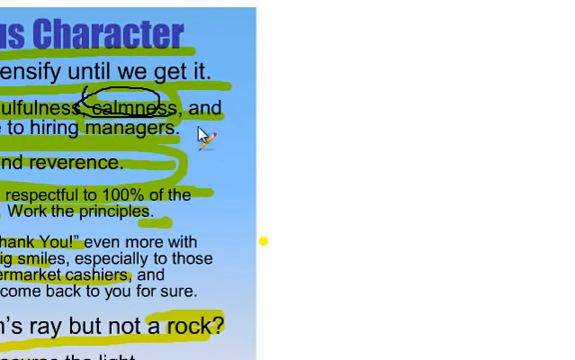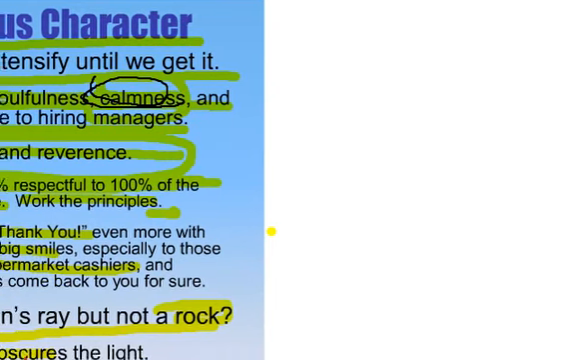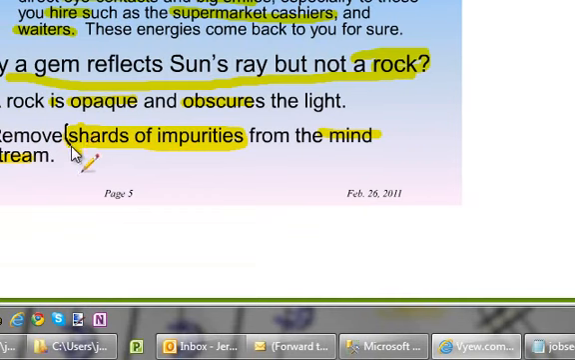It's hard to be calm when I've got a thumbtack in my neck. It's very difficult. So we're going to remove these shards of impurities. And we know what it is, and otherwise we will tend to take it out on the people around us, such as the supermarket cashiers, the taxi drivers, or the security guard.